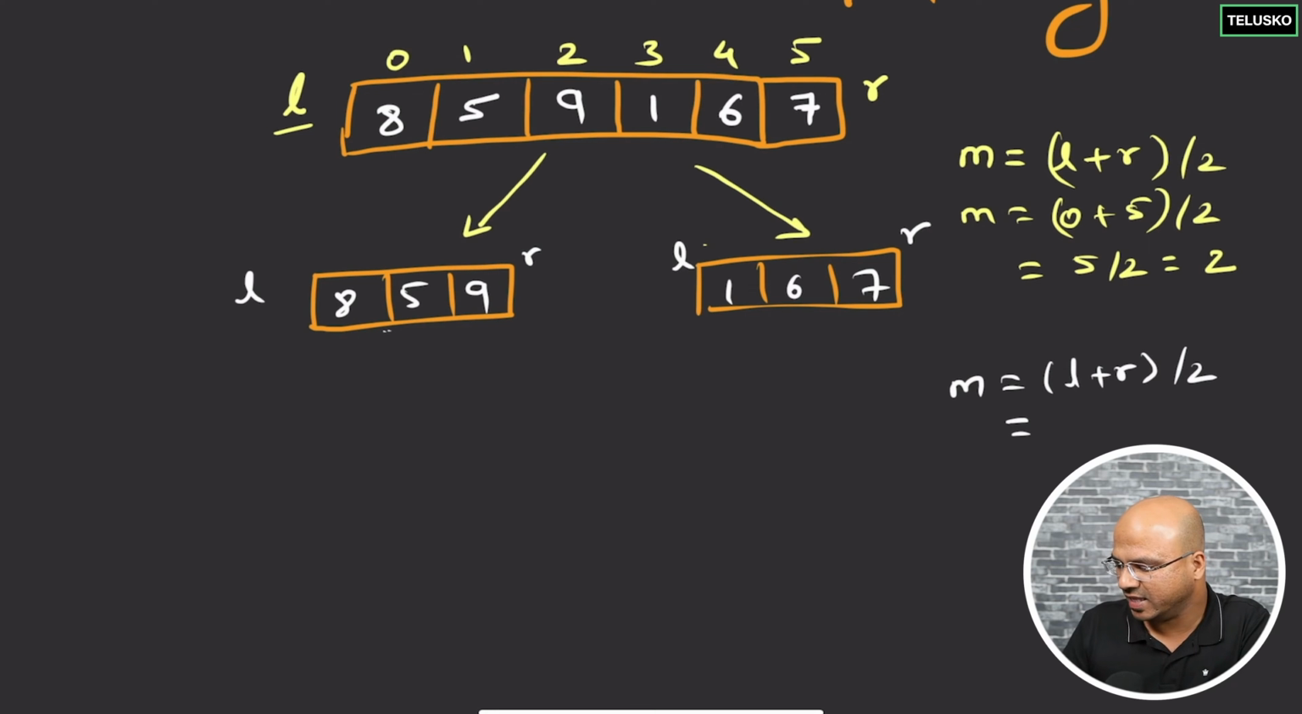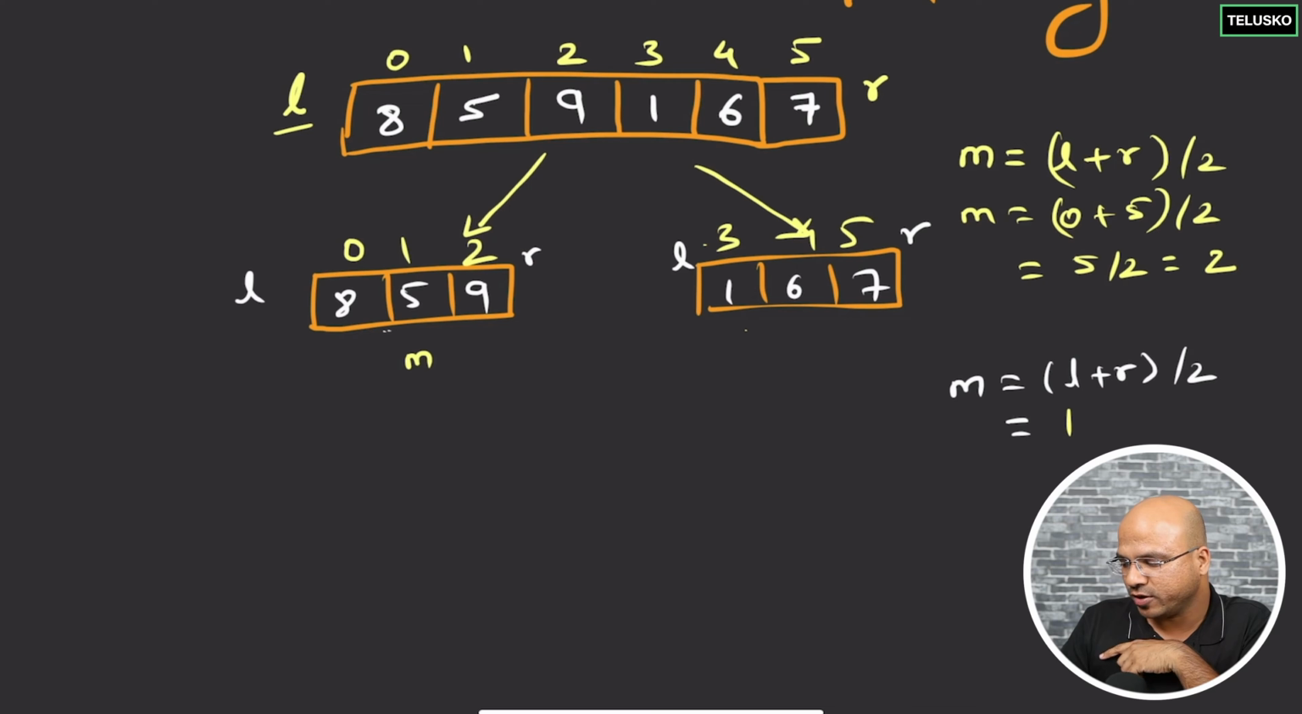So what is L in this case? If you go with the index values 0, 1, 2 in this case, and 3, 4, 5. Now if you talk about the first array, L is 0, R is 2. So you will say 0 plus 2 is 2, and 2 divided by 2 is 1. So M for this is 1, so M is here.